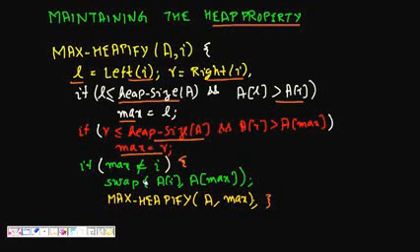And then what do we do? Now the max heap property is satisfied at node I, but there might be a problem at the swapped node, because of swapping, the smaller value has come to that node.